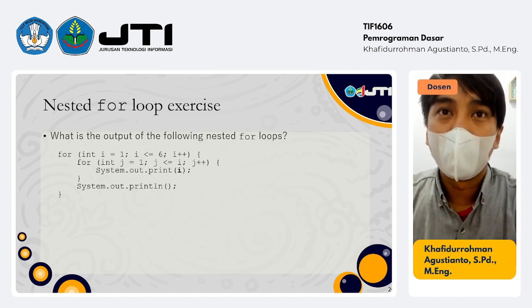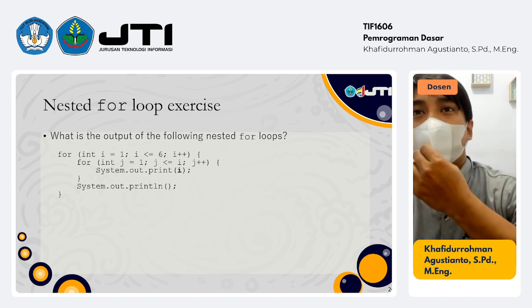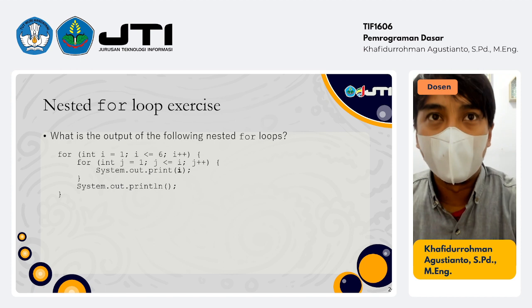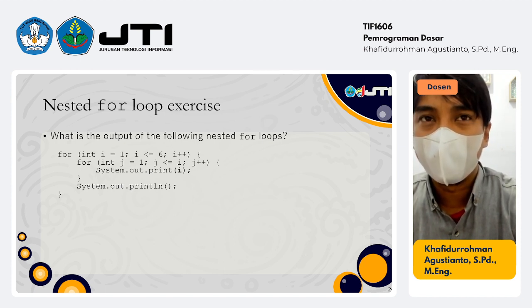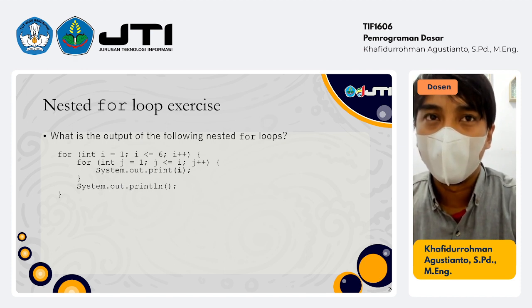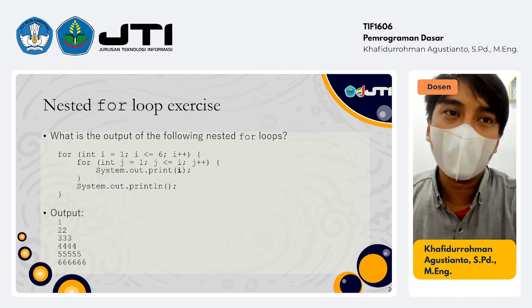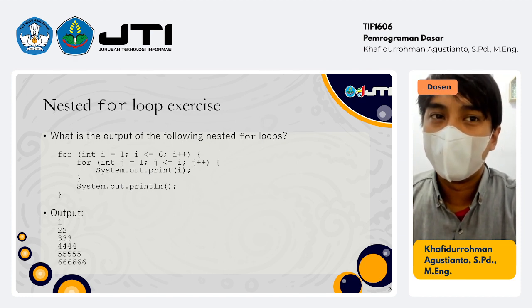We continue. What is the output of the following nested loop? For integer e equal to 1, e lowers or equal 6, e plus plus; for integer j equal to 1, j lowers or equal e, j plus plus; System out println e. The output is 1, 2, 2, 3, 3, 3, and so on.